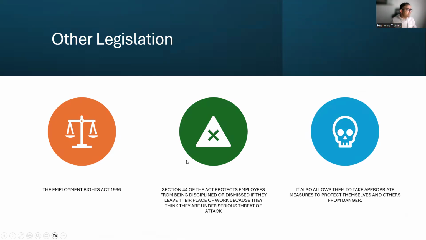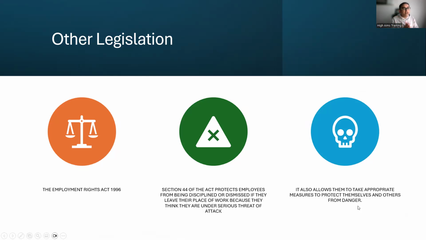Right. So there are other legislations as well, like the Employment Rights Act 1996. Now, Section 44 of the Act protects employees from being disciplined or dismissed if they leave their place of work because they think that they are under attack. It also allows them to take appropriate measures to protect themselves and others from danger.